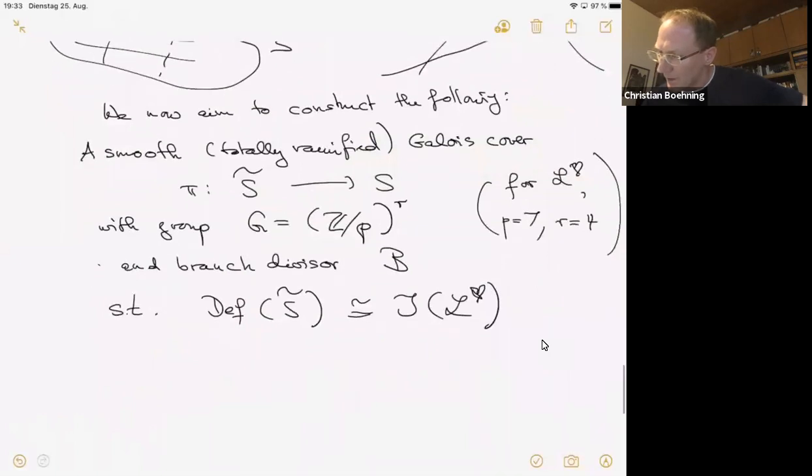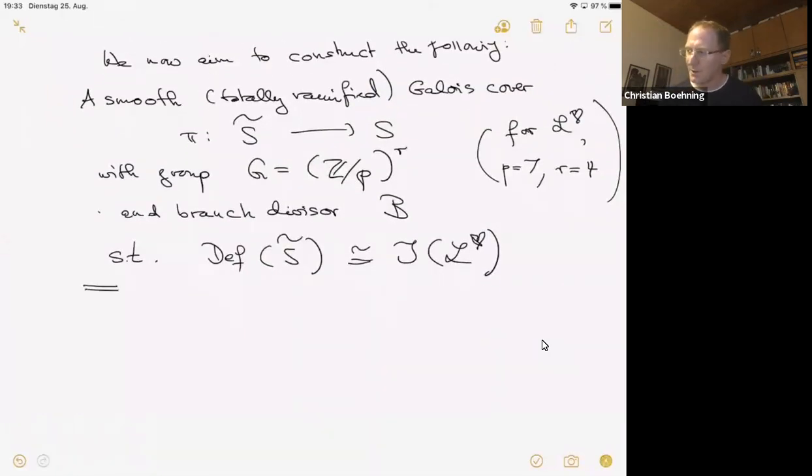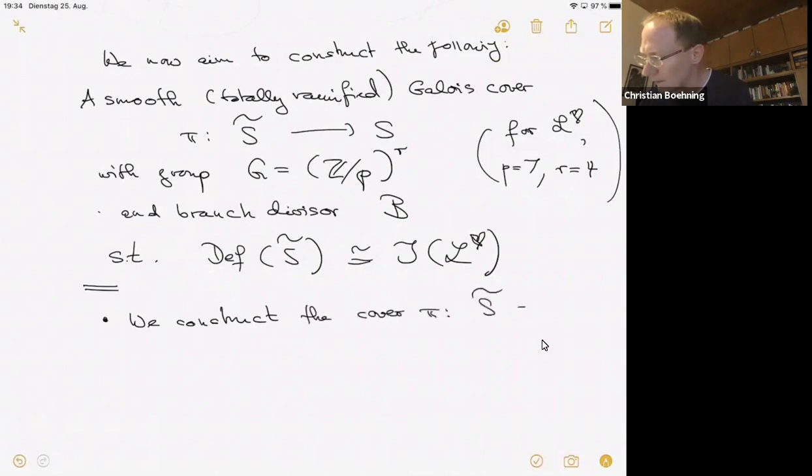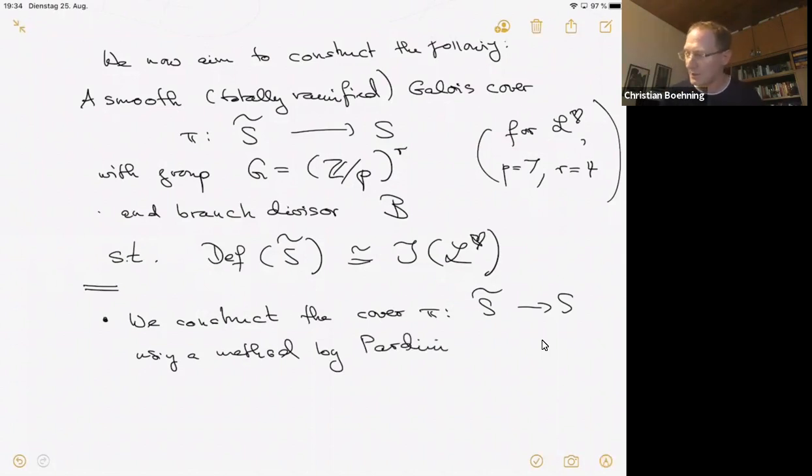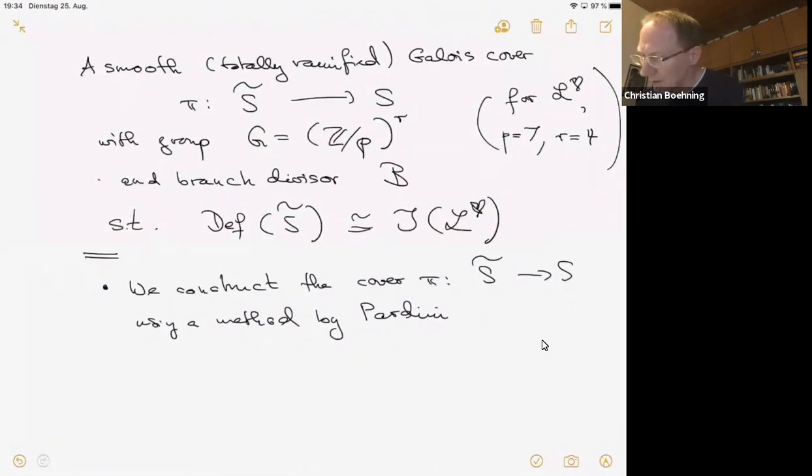Okay, so how do we do that? Of course, first we need to find a way to construct many such covers, and luckily this has been done by Pardini. So we construct the cover using a method originally due to Catanese, put in final form by Pardini, and further developed by Pardini, Fantechi, Manetti, and many others. So we construct this cover from so-called building data for the cover.